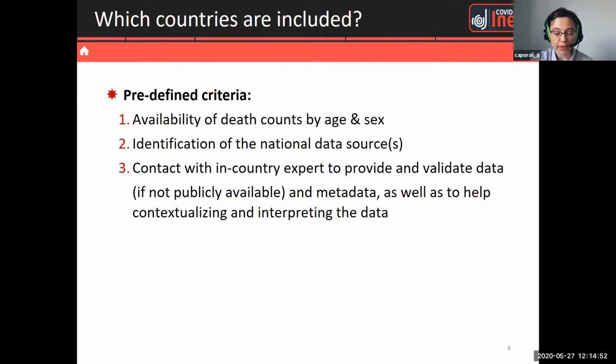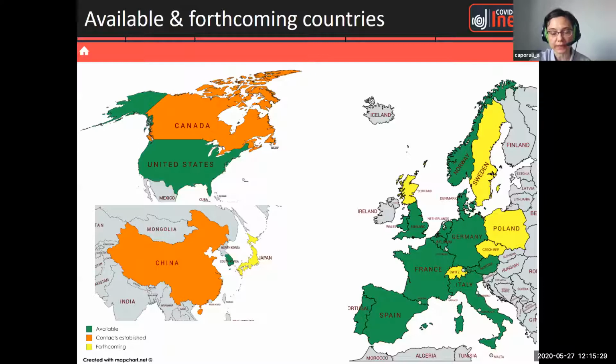Since we want to extensively document our data, to include a new country in our database it is necessary not only to have death counts by age and sex, but also to describe the national data sources. And we also want to have an in-country expert who provides us with the data in case this is not publicly available, or who validates our data and metadata and helps us contextualize and interpret the data. So far, we provide data for 13 countries, those in green on the slide. In the forthcoming weeks, we will also include the 6 countries in yellow. And for the countries in orange, we have established contacts with country experts.